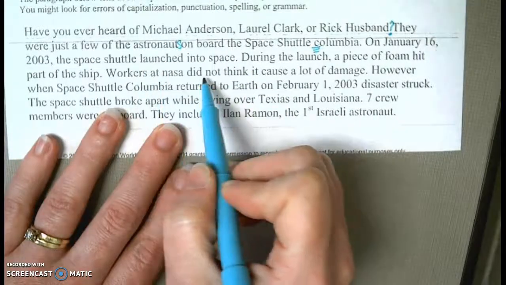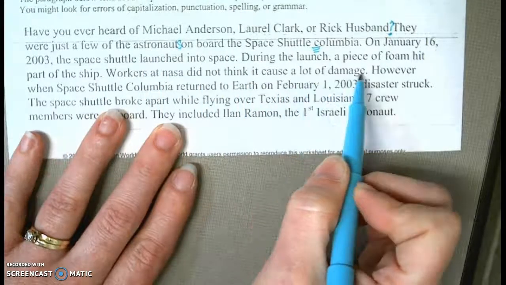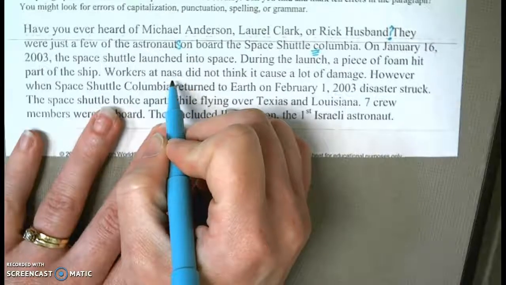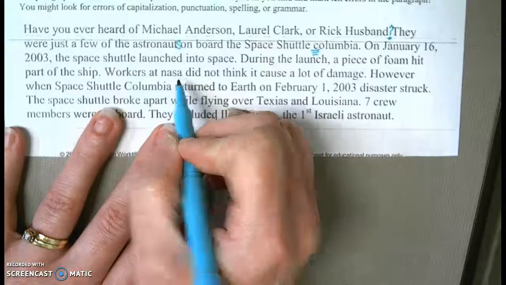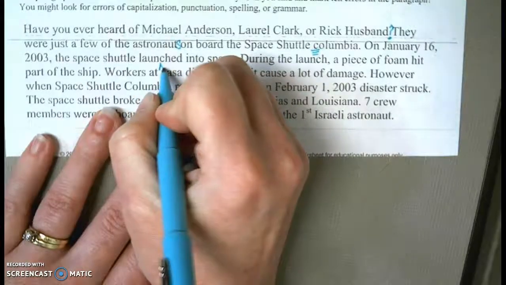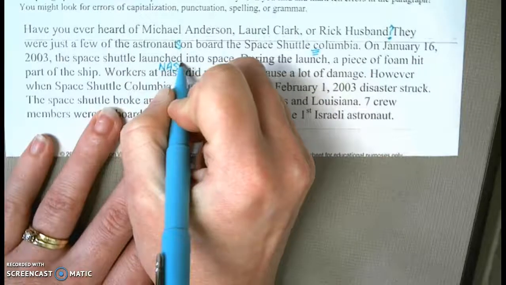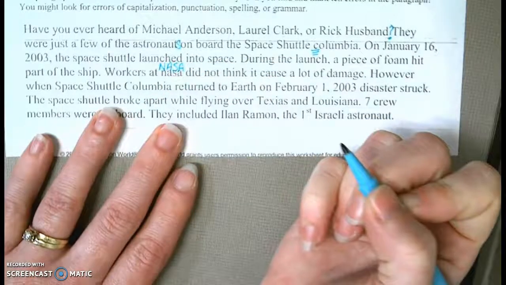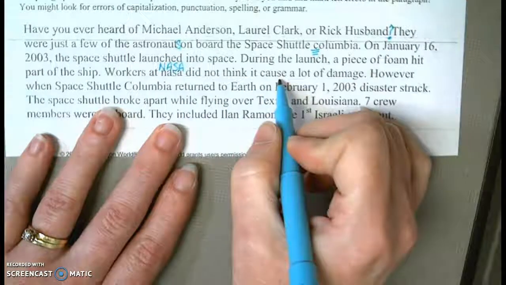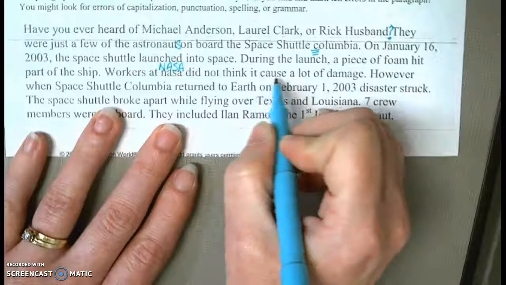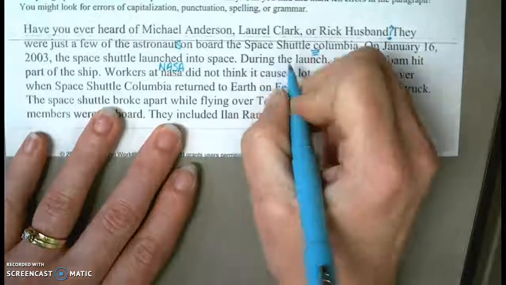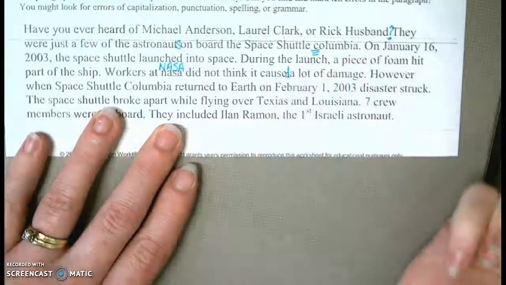Workers at NASA did not think it caused a lot of damage. NASA is the initials of a company or a proper name, so it should be capital N, capital A, capital S, capital A. Okay, NASA didn't think it caused a lot of damage. If you caught it the first time I read it, I fixed it. It'd be caused because it's past tense. So you need to put a D there.